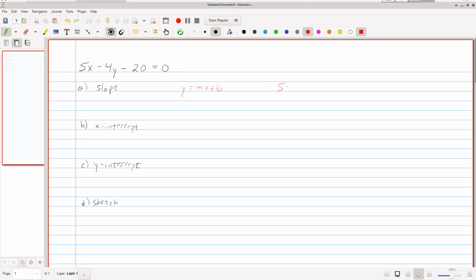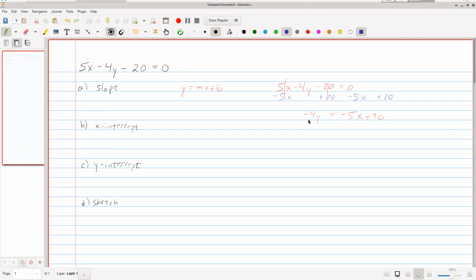So I'm going to take the equation, 5x minus 4y minus 20 equals 0, and I want to isolate the y term. So let's start by subtracting 5x on both sides and adding 20 on both sides. This way, on the left-hand side, we are left with negative 4y, and on the right, we've got negative 5x plus 20.